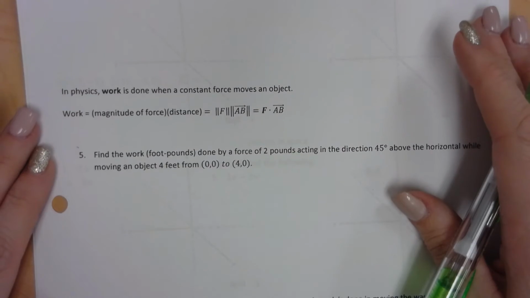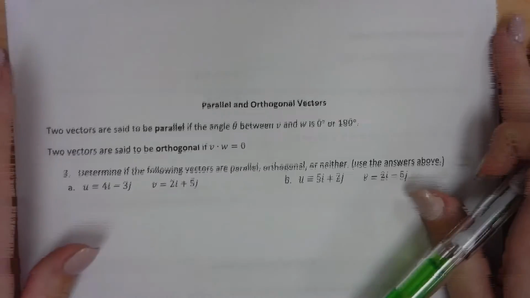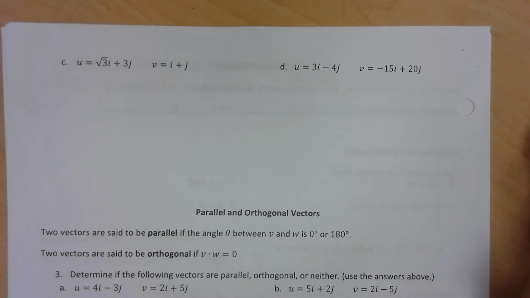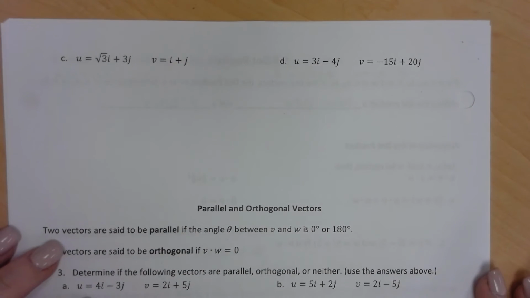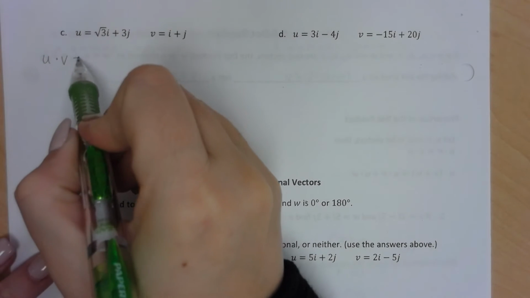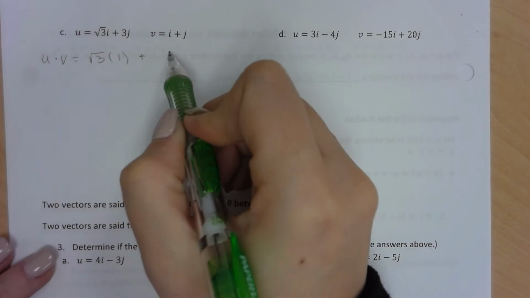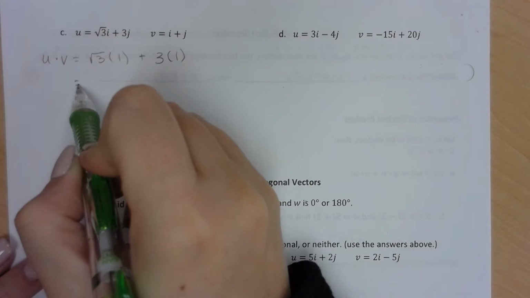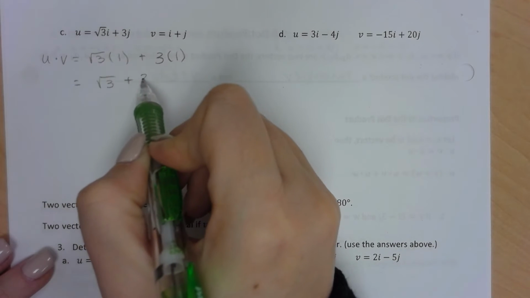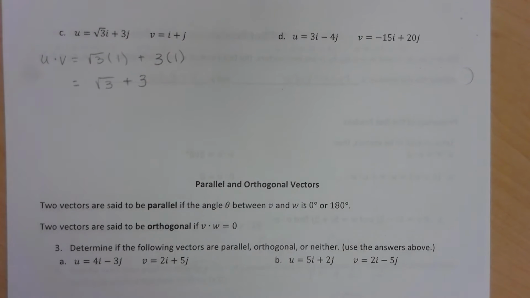So, oops, flip the page. Why don't we look at C? So C is finding the angle between again. So let's do u dot v. So that'd be root 3 times 1 plus 3 times 1, which will give us root 3 plus 3. We can't combine those, so we just have to leave it just like this. I don't suggest making that a decimal. I suggest just leaving it as it is.